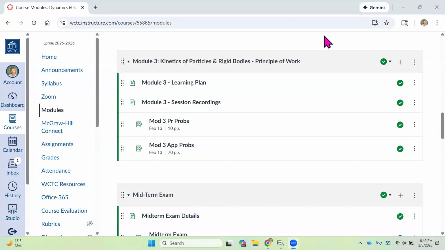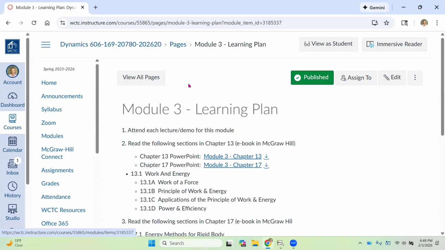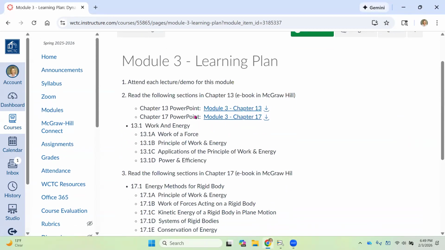Okay, so the next thing we're going to do is get a start on Module 3, and we're going to be looking here at the beginnings of Chapter 13 and then also the beginning of Chapter 17. Okay, so if we look here at our learning plan, you're going to notice that we are going to be doing portions of each one of those chapters.